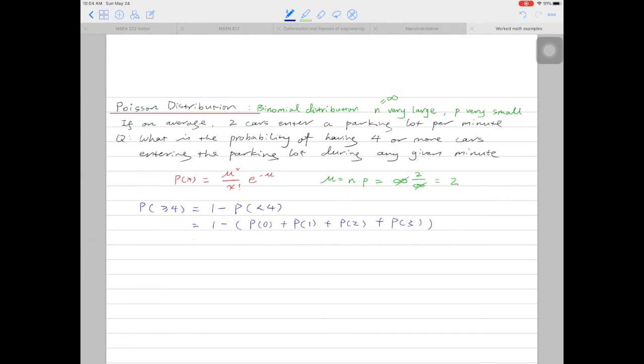The rest is easy. We'll just plug in the numbers. The probability of having less than 4 cars entering the parking lot per minute is 85.7%, so 0.857. The probability of 4 or more cars entering the parking lot during any given minute is 0.143, which is 14.3%.